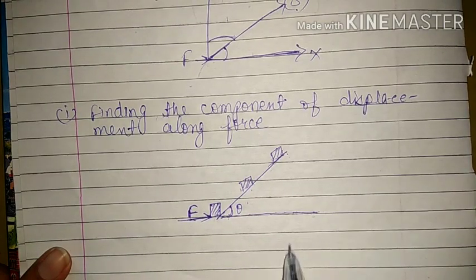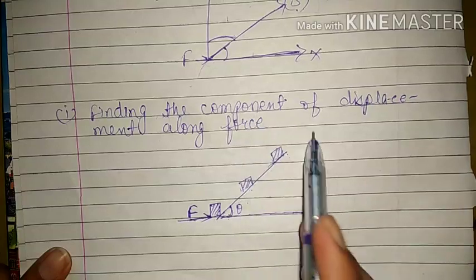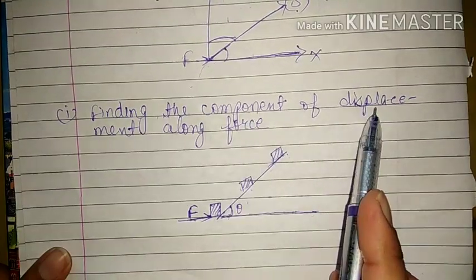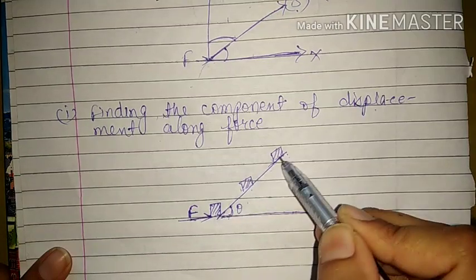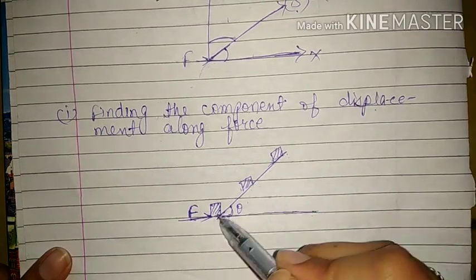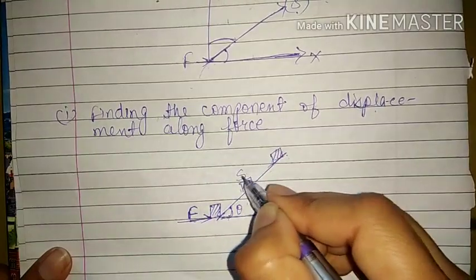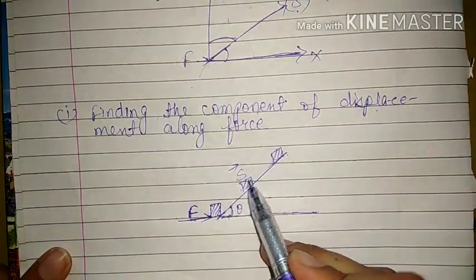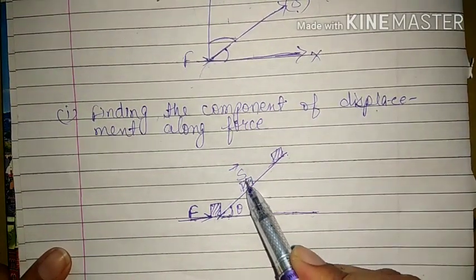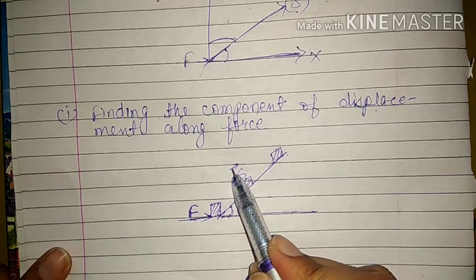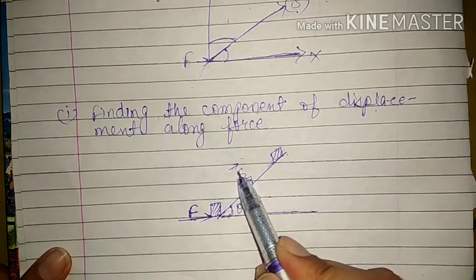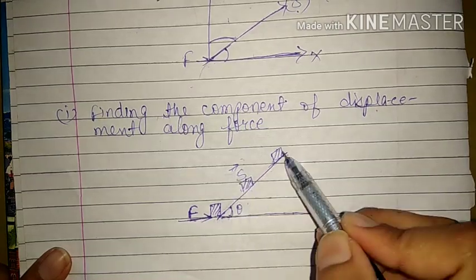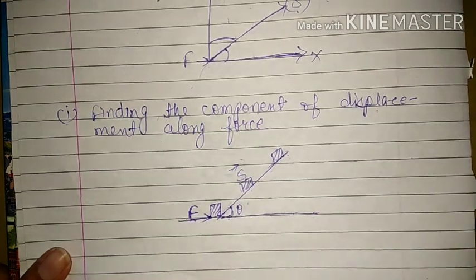Now we have to find the component of displacement. If the object is moving from here to here, this is displacement only, and let it be S. We know that any vector quantity is denoted by an arrow sign, which represents the direction of the vector quantity. So this is the displacement and this is the force.